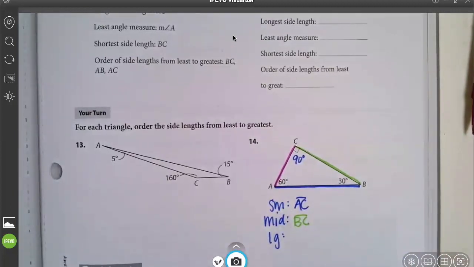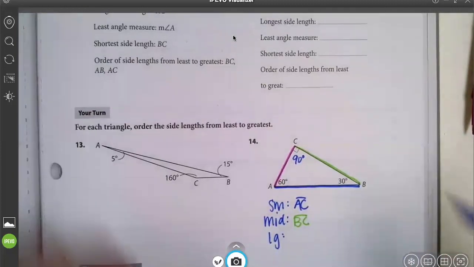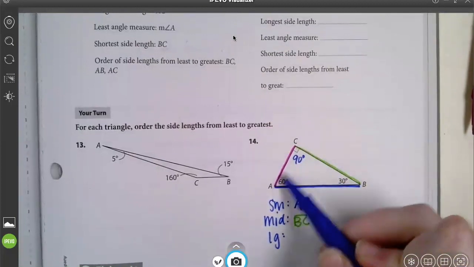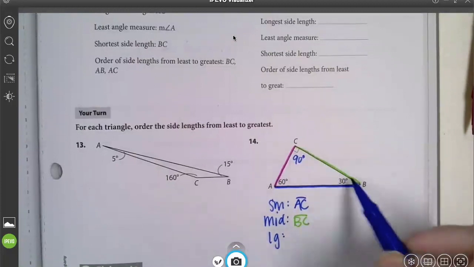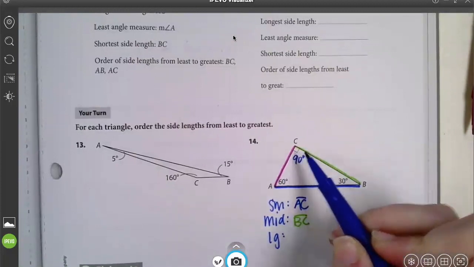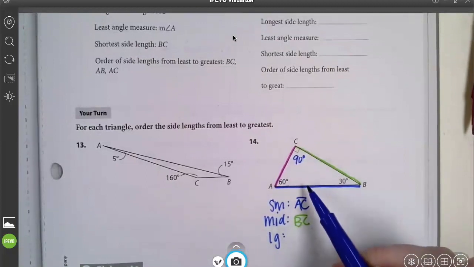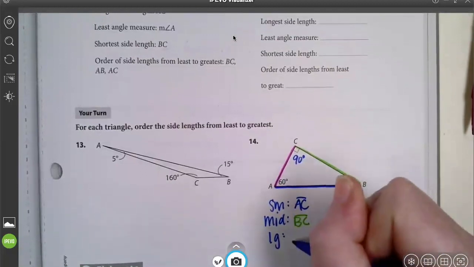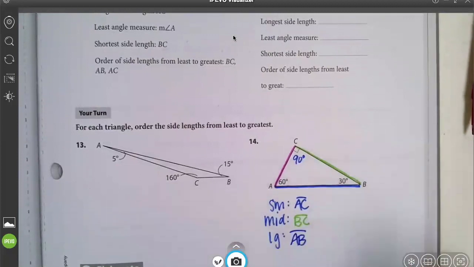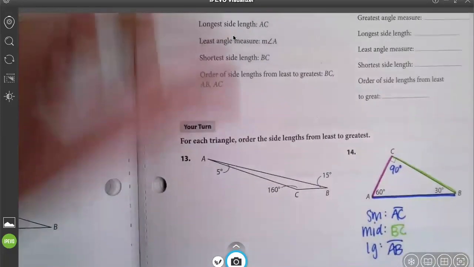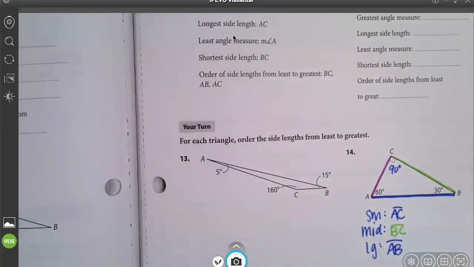Lastly, we're left with our 90-degree angle, which is the largest. It is made up of AC and BC meeting. So the side that does not touch this corner, all the way across the triangle, is side AB. So AB is going to be our largest side in this triangle. Let's do that again with number 13. For each triangle, order the side lengths from least to greatest.